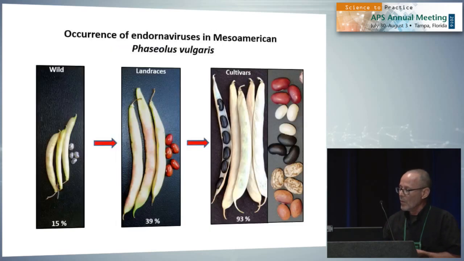Now, we're lucky that we have a germplasm system here in the US that you can access for so many genotypes of crops. So we decided to screen some of these materials. When we looked at genotypes of Mesoamerican origin, the wild Phaseolus vulgaris, we found that about 15% of them were infected with endornaviruses. When we looked at landraces, about 39%, and when we looked at modern cultivars and breeding lines, 93% were infected with these endornaviruses.